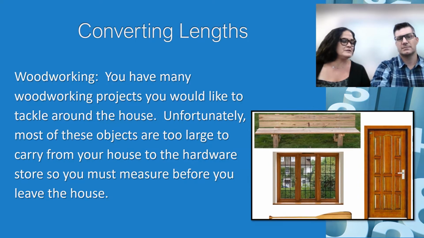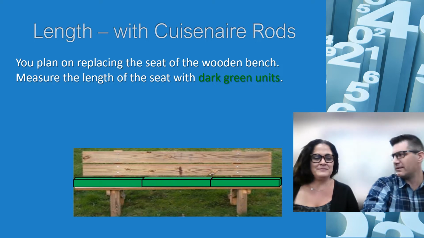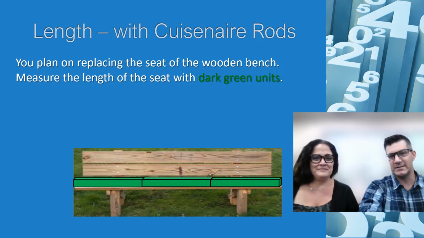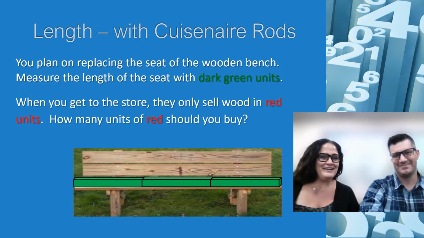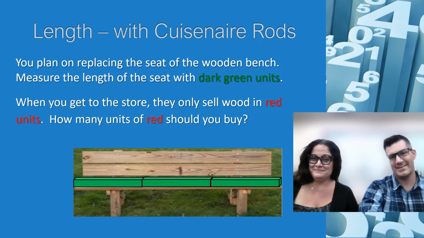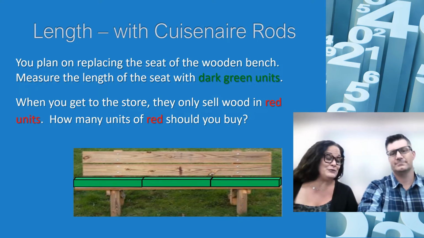Well, what happens if your plans don't come to fruition because it is a different unit of measure that they're using? So I measured the length of this bench in dark green units. I see it's 3 units long. So I'm just going to go and buy 3 dark green units of wood. Oh no, you get to the store and guess what? They only sell wood in red units. But I didn't measure in red. We're now going to have to figure out how many reds is equivalent to 1 green.